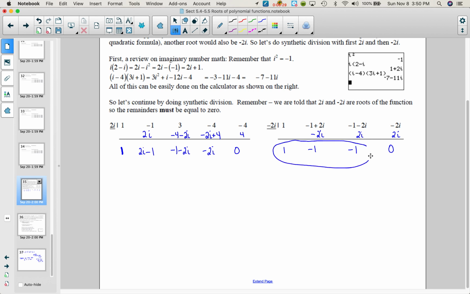So now we're going to actually take this. So we know that we have x minus 2i for this first factor, and we have x plus 2i for this next factor, for the second one. Remember, if 2i is a root, x minus 2i is a factor. If negative 2i is a root, x plus 2i is a factor. And then we started with x to the 4th. We went down 2, so this means this is x squared minus x minus 1. Now, this does not factor anymore.